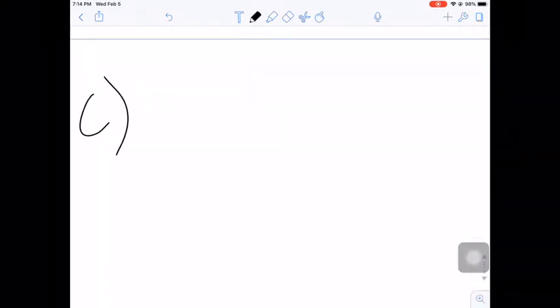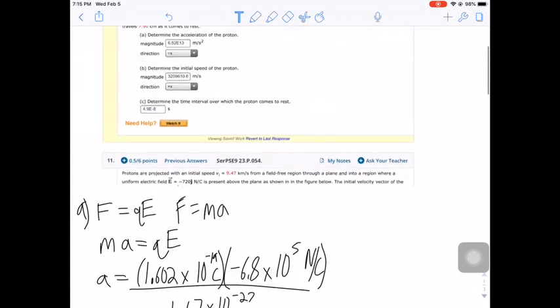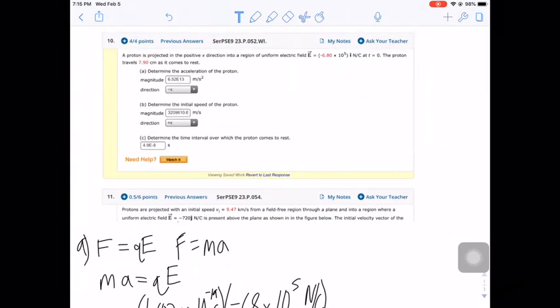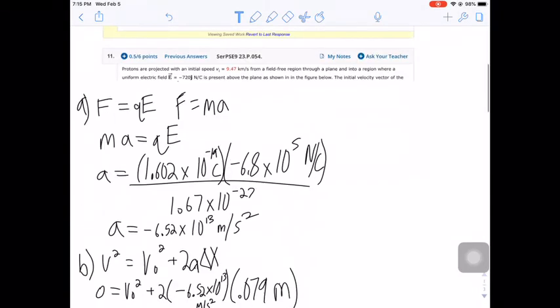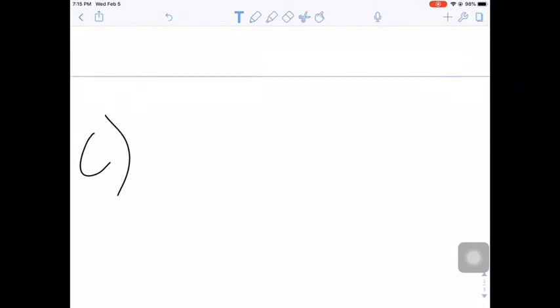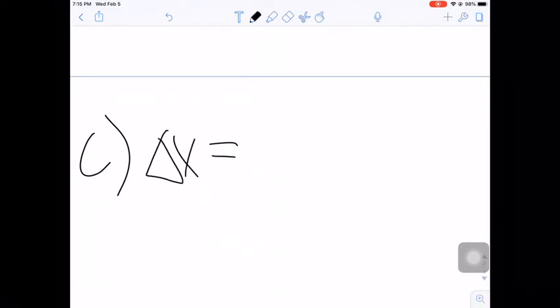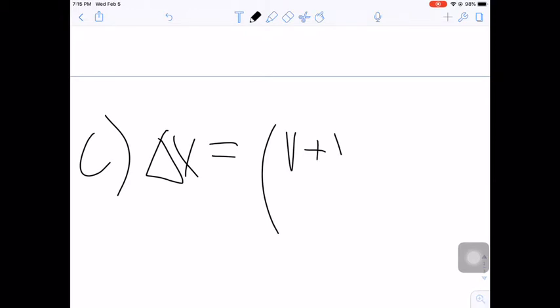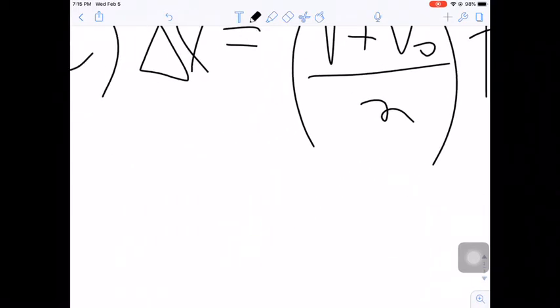So part C, it says determine the time interval over which the proton comes to rest. So we know final velocity, we know acceleration, we know its initial velocity. Now we know delta x, so we can just use the kinematic equation. Delta x is equal to v final plus v initial over 2 times time. We just solve for t.